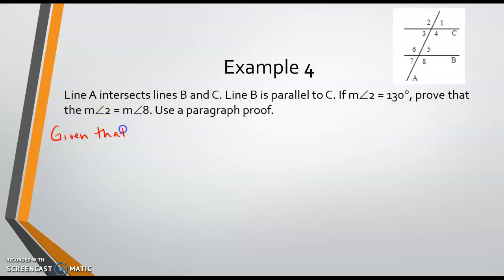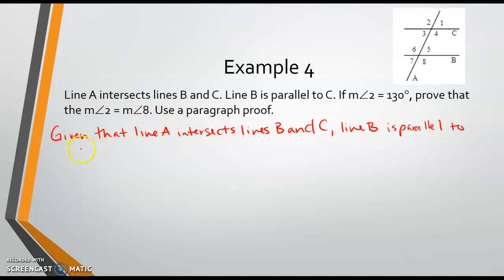that line A intersects lines B and C, that line B is parallel to line C, and that the measure of angle 2 equals 130 degrees. So that's all given to us.